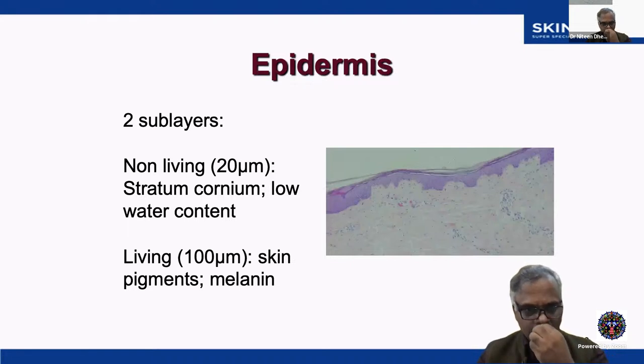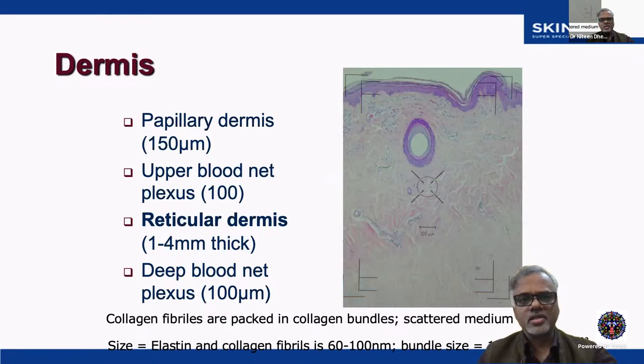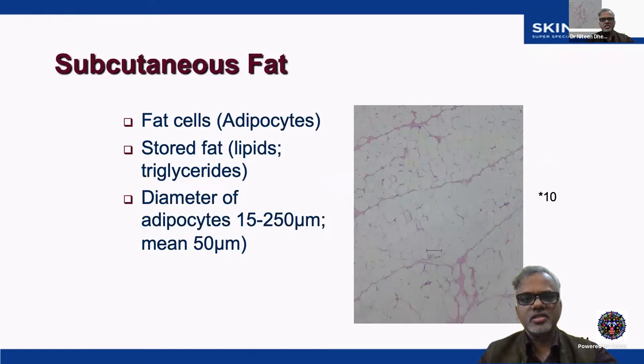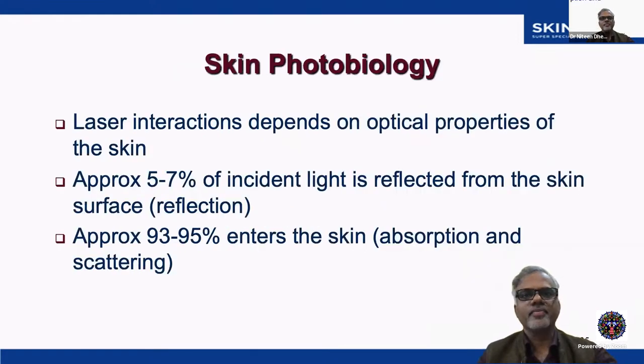So this is epidermis. It has a stratum corneum, non-living, and living basal cells. In dermis, you have collagen and vascularity. In subcutaneous, it's fat and vascularity. So what happens when you fire a light on a tissue, on a skin? 7% of that light, any light which falls on our skin, will reflect. And 93-95% will enter the skin.